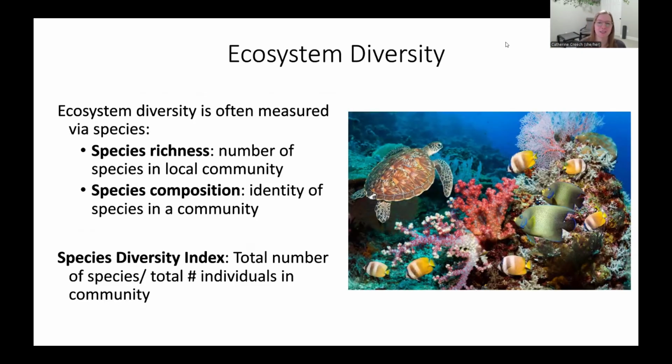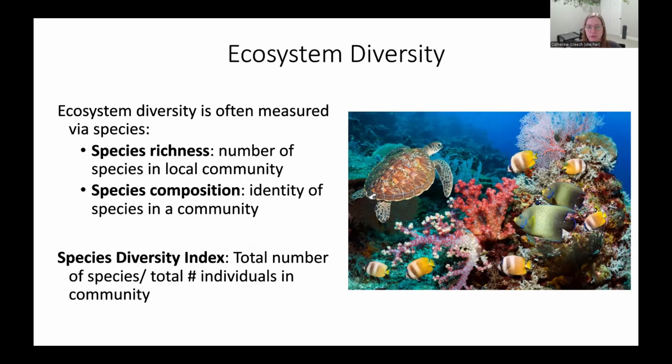All right, so ecosystem diversity is not just measured by the number of species, but that is an important part. The number of species is called the species richness, but we also want to look at the species composition. So who are the species in our habitat? How do they work with each other? What is the genetic diversity within that habitat? How are they distributed? All of the things that go into a functional population.